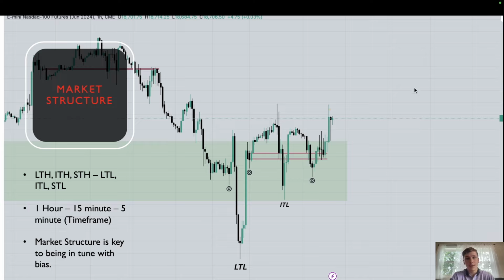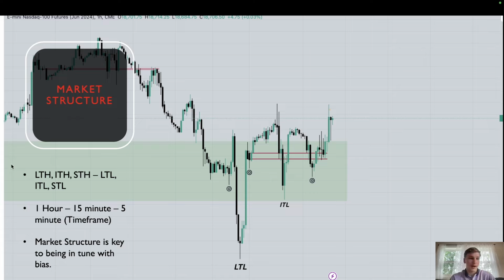Element number 2 to a high probability trading setup, market structure. Once again, I can't stress how important this is. And it's not the basic market structure that you see on TikTok and whatever else. It's not higher high, lower low, none of that stuff, okay? None of that stuff has any bearing on how these markets actually move.